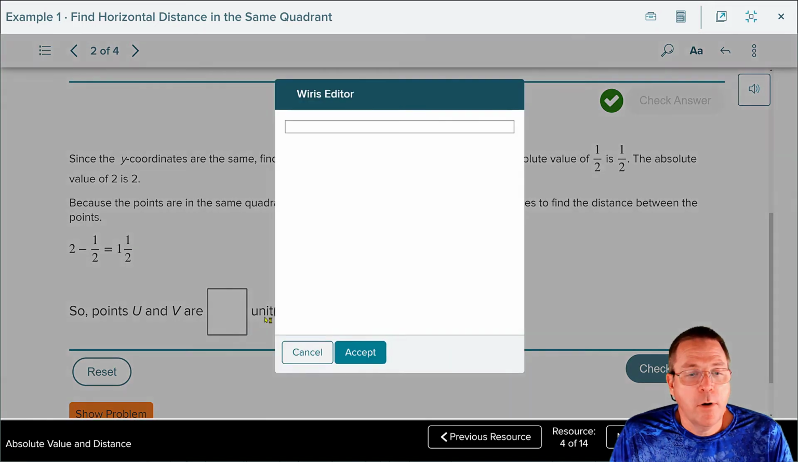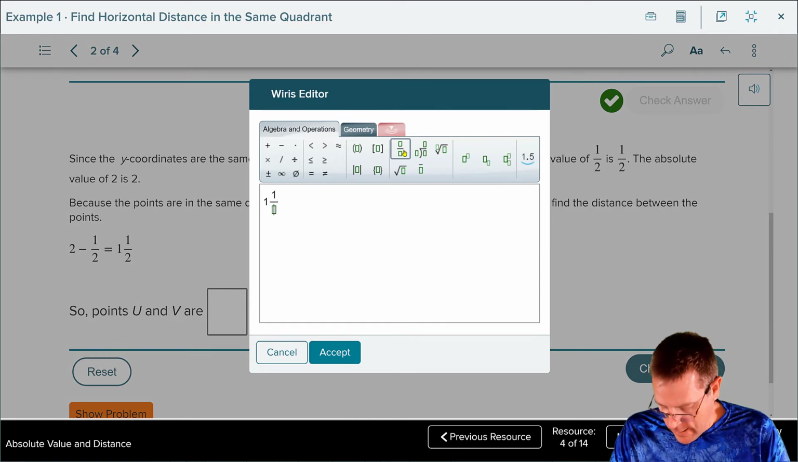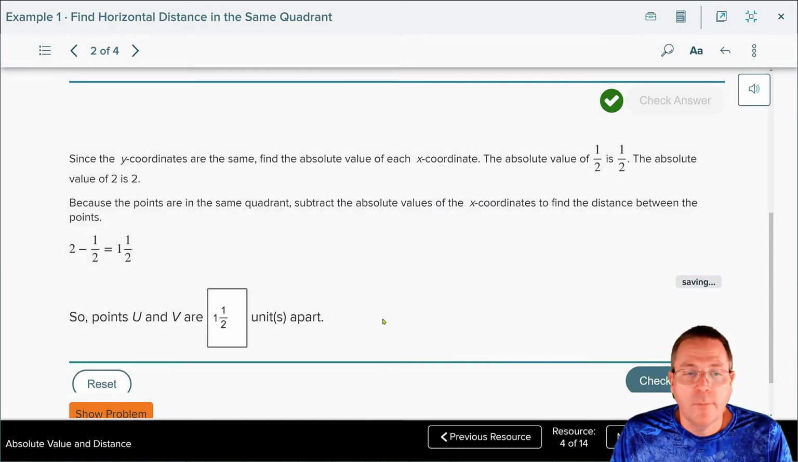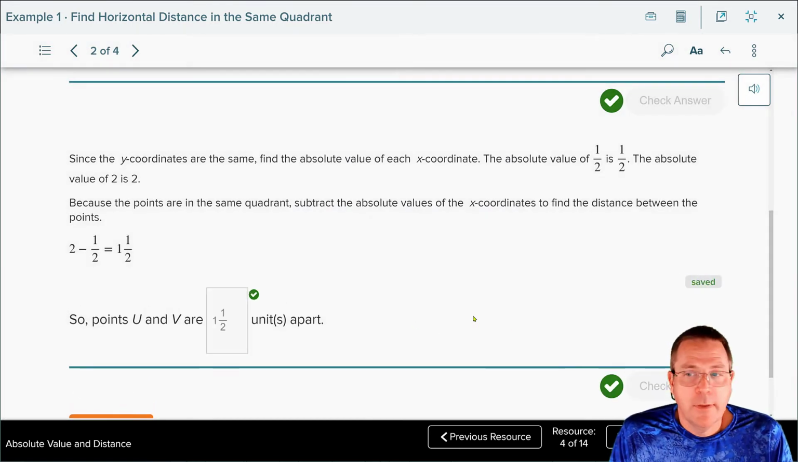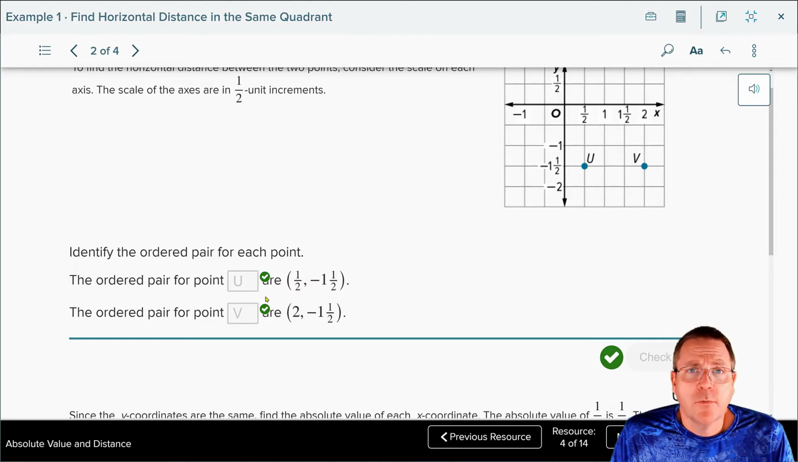So how far apart are they going to be? They are going to be 1 and 1/2 units apart. It really is going to be that simple. If they're in the same quadrant, you're going to find out which parts are the same, which the y's were the same, and then you're going to subtract the others. That's all there is to doing it.